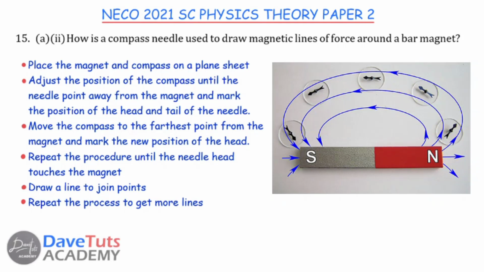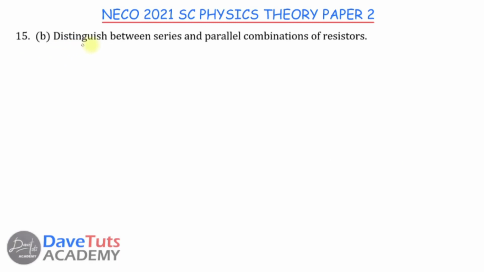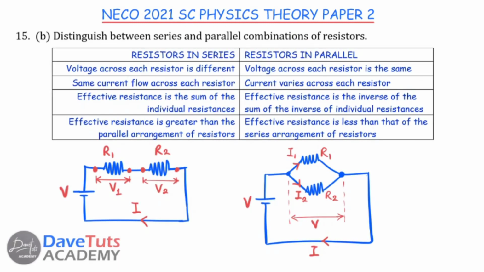All right, a good question for us to consider here is that we should distinguish between series and parallel combinations of resistors. So this is a table highlighting those differences, and this is a diagram also depicting, in the first case, the resistances in series, and here the resistances in parallel. For resistors in series, the voltage across each resistor is different, because it is the current that is the same in a series circuit. But the voltage across each resistive load is going to be different. So we have V1 for R1 and V2 for R2.